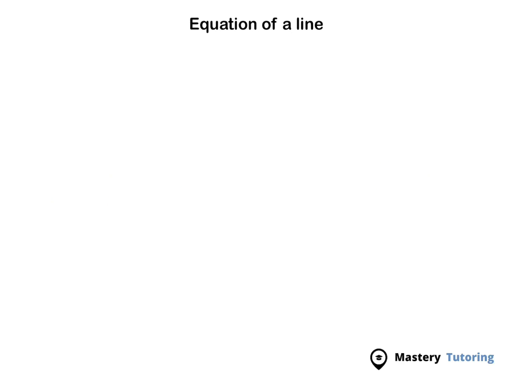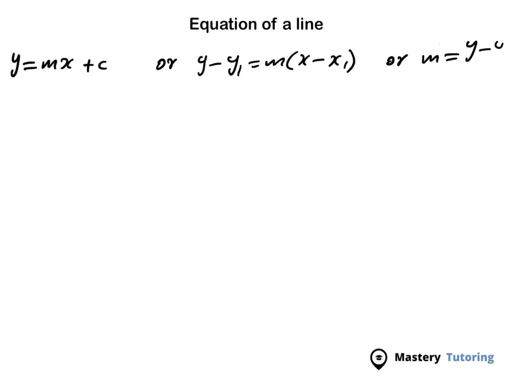So let us proceed to the equation of a straight line. The equation of a straight line can be calculated from the following three equations. The first one is the one that we all know: y = mx + c. The second one is y − y1 = m(x − x1). And lastly, we can also calculate it from the slope: m = (y − y1)/(x − x1). But if you look at this one, it's actually the same as the previous one. It's rearranged to get that. So it's basically the same thing.